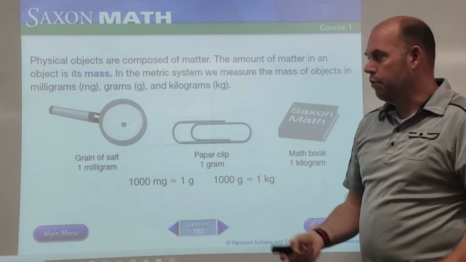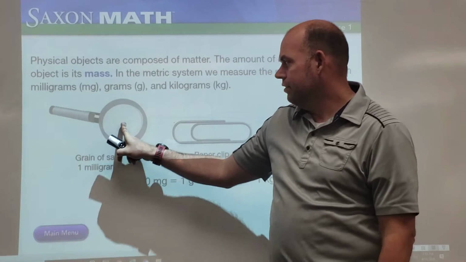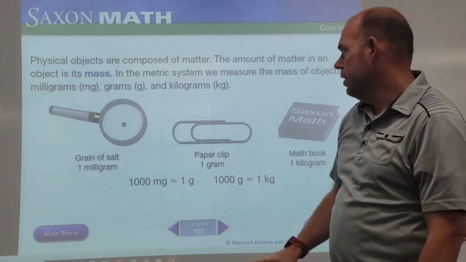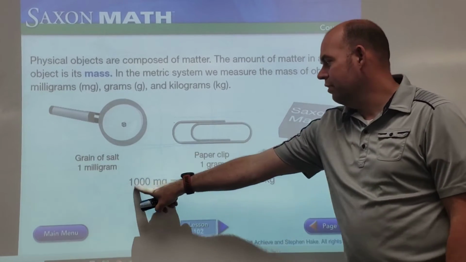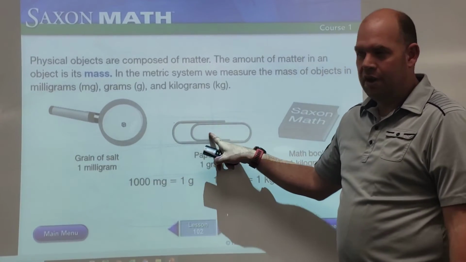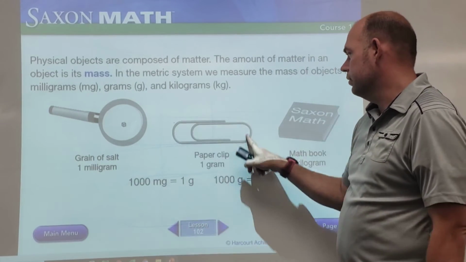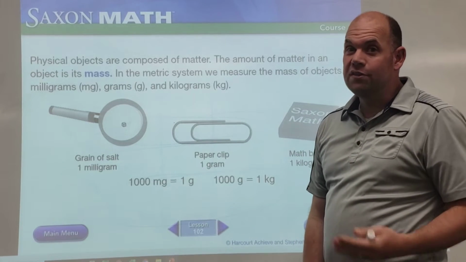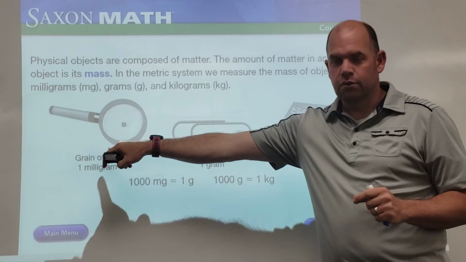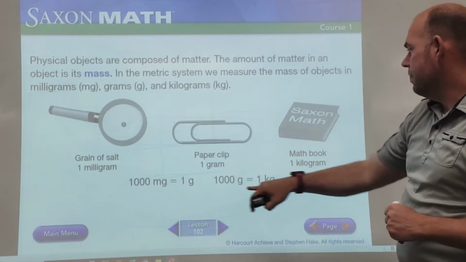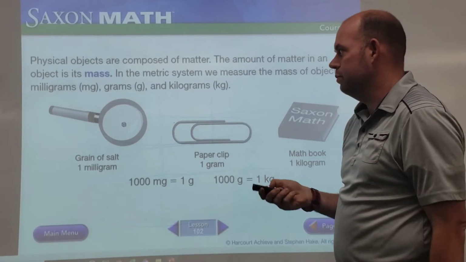Just as a review, in the metric system, something really small is a milligram. It's like the weight of a grain of salt. 1,000 milligrams equals a gram, but 1,000 grams is only the weight of a paperclip. Those are really tiny units, which is why we use the metric system when we want to be super precise. 1,000 grams equals a kilogram, roughly the weight of a textbook.